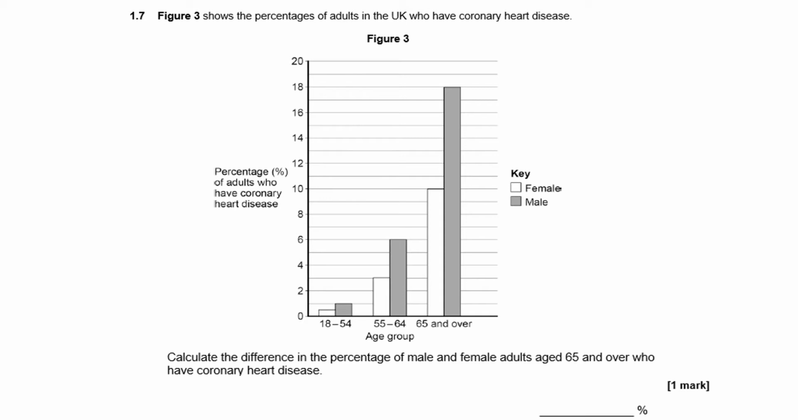So you need to take the bar in the 65 and over to do with males, which is 18. And then you need to take away the number of females, so 10. So 18 minus 10 is 8. So the correct answer is 8%. In maths, you would have come across the word difference. What's the difference between numbers? It's just simple subtraction.